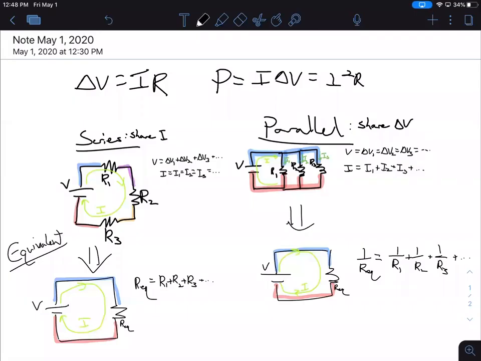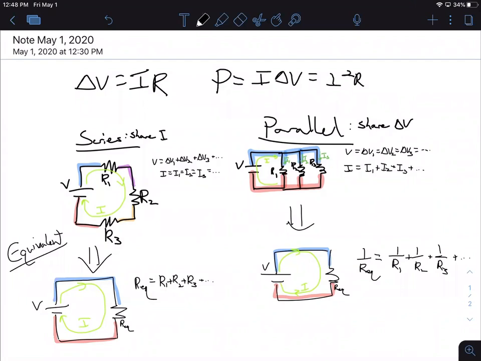Hello, children. In this video, we're going to take a look at what happens if we have a circuit that is a little bit more complex than a circuit with just resistors in parallel or just resistors in series, and that is known as a complex circuit.